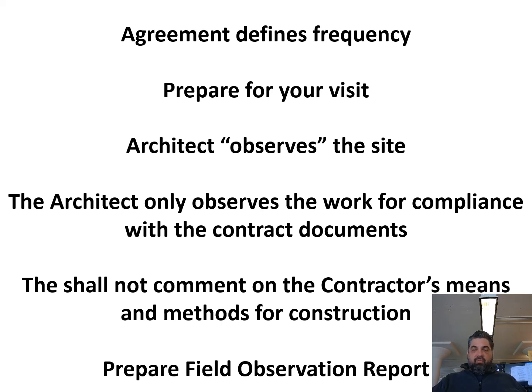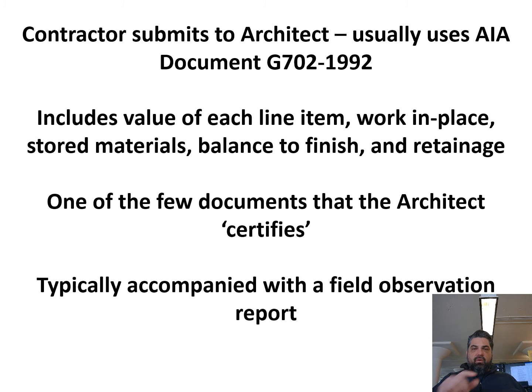And then make sure you follow up with your visit with a field observation report. Applications for payment. We've kind of talked about this already, but they're going to submit to you a form, and they usually use the AIA document G702, and it includes the value of each line item. So like concrete, structural steel, steel joists, wood framing, all those things, and it lists the value of that line item. And then there will be another column that lists the work in place, right? How much of that section of work, that scope of work, is in place on site.